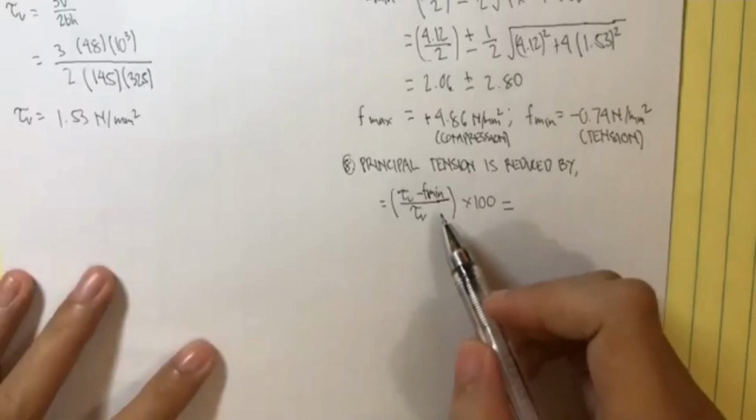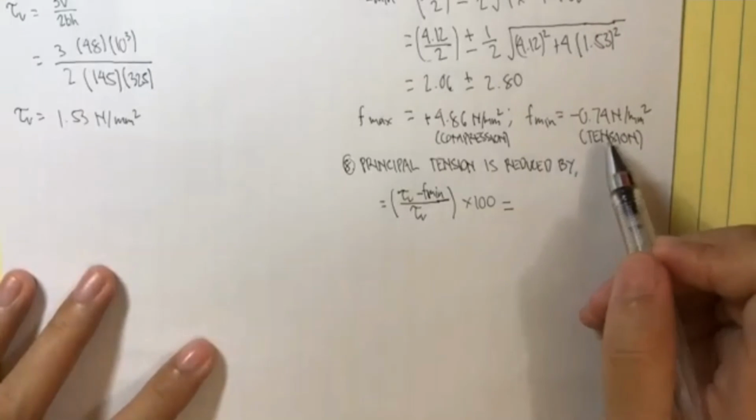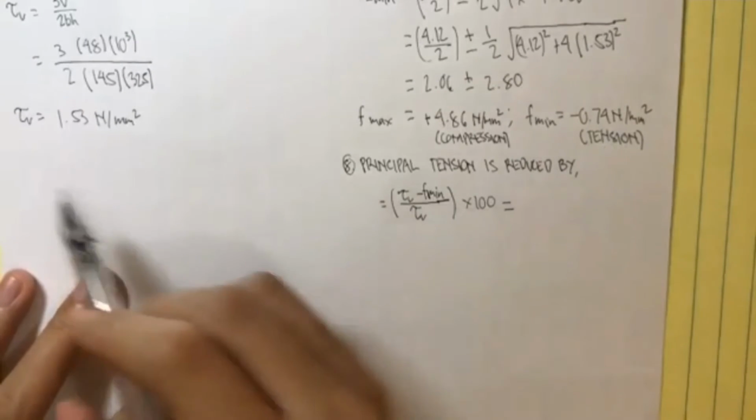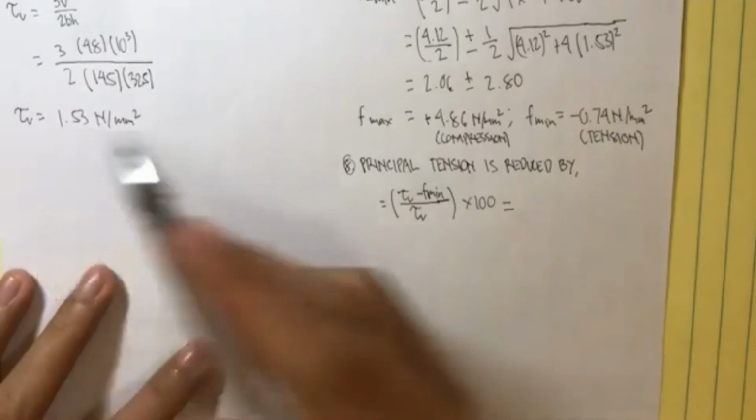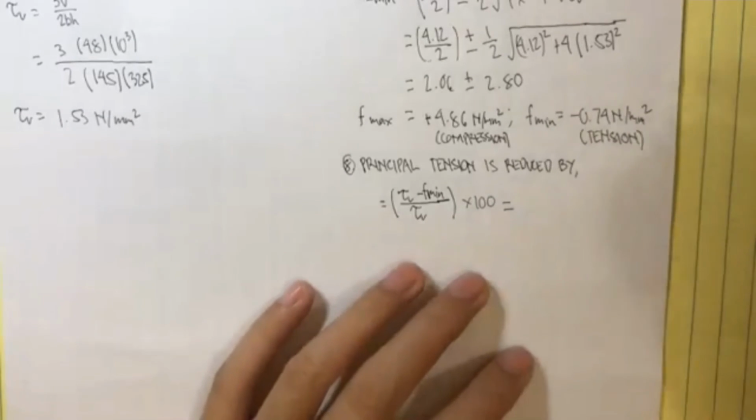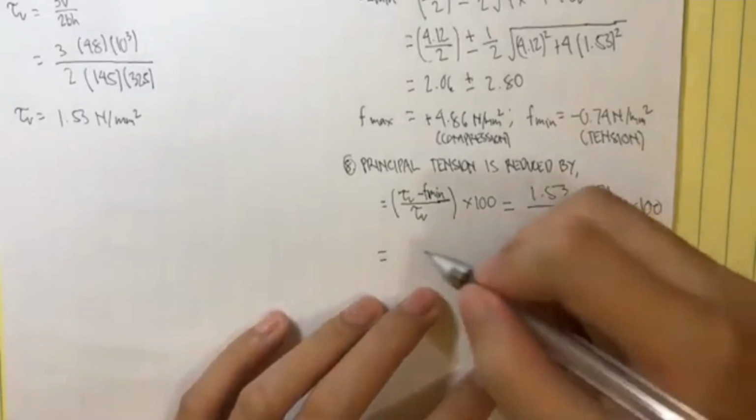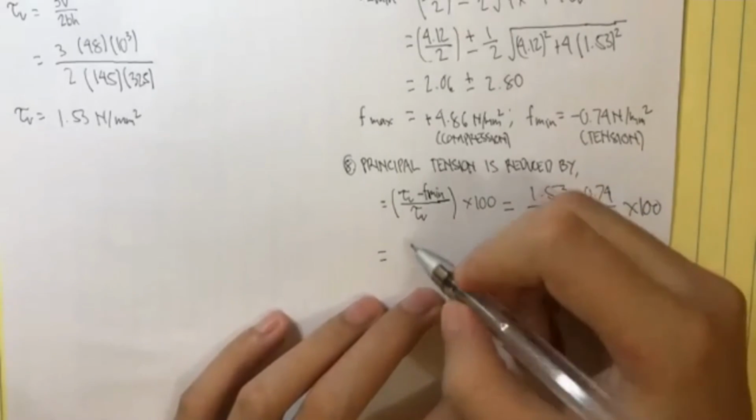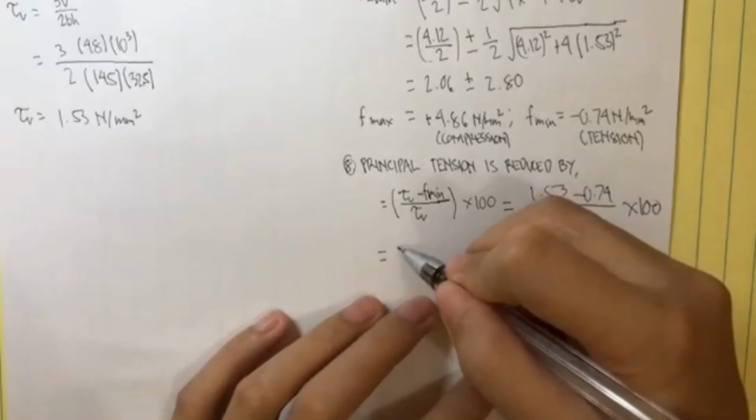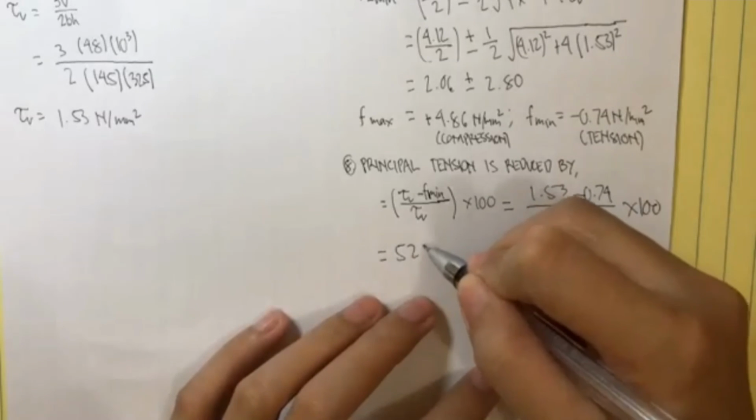Magiging sagot is yung maximum shear stress na nakuha mo, which is ito, less yung F minimum all over ulit nung maximum shear stress. Times mo lang sa 100 para makuha mo yung percentage. So, ang magiging sagot dyan is yung principal tension is reduced by 52%.